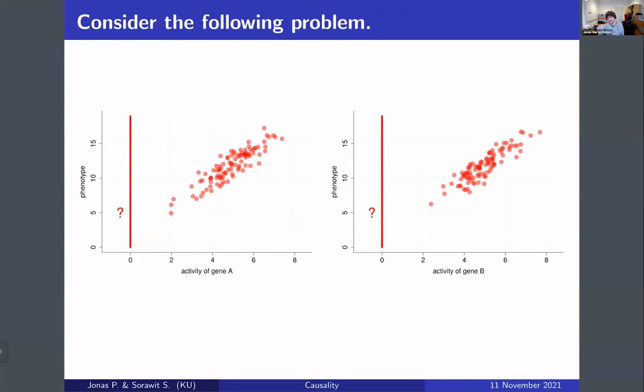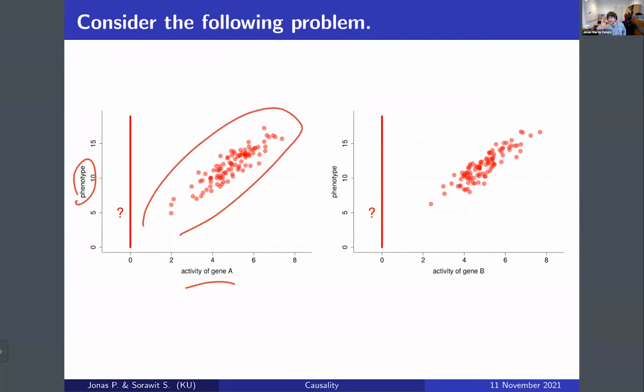So look at this scatter plot here on the left. On the x-axis, we look at the activity of a certain gene, and then on the y-axis we look at a certain phenotype. And clearly you see that there's a correlation. There's a correlation in the data. So clearly there's a dependence.